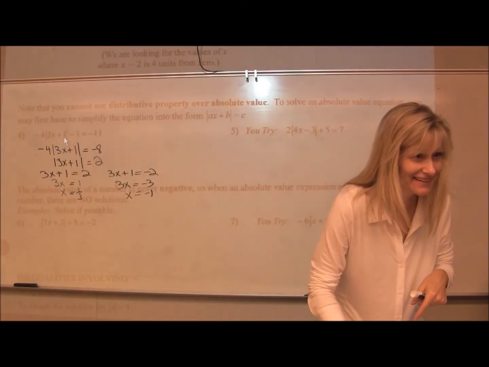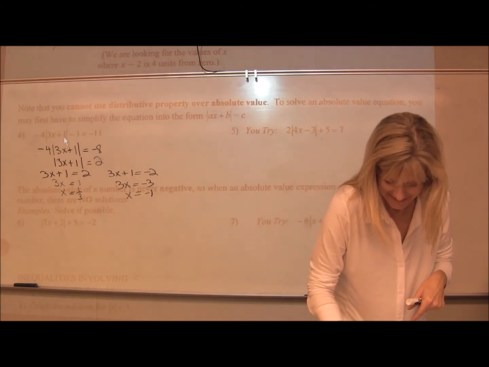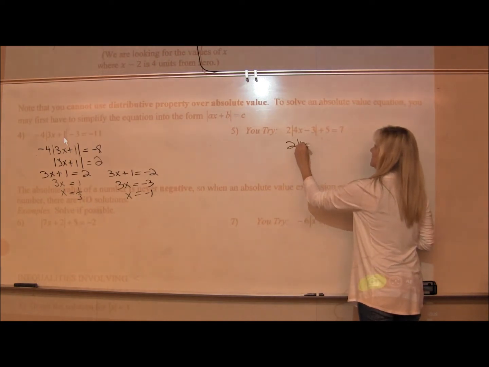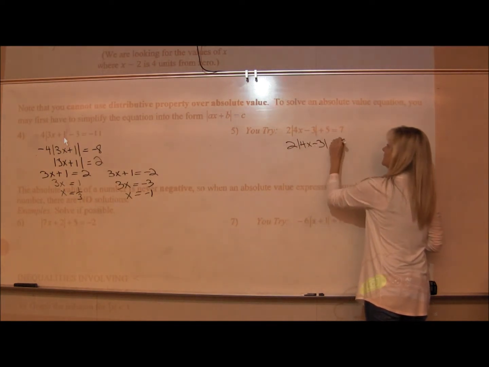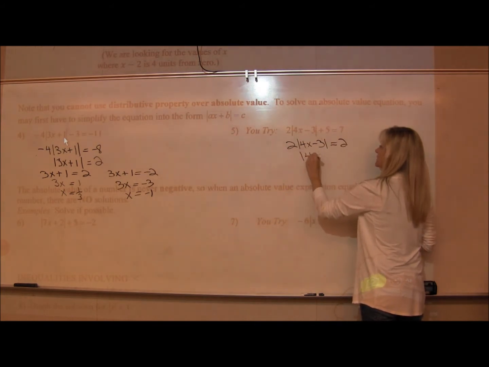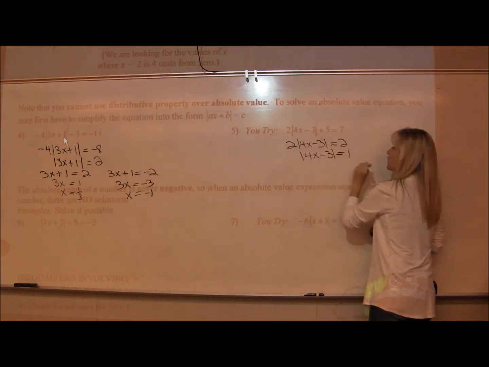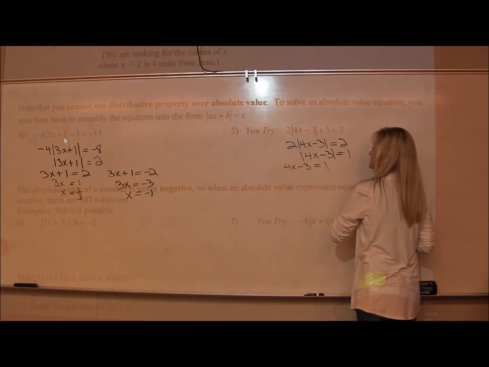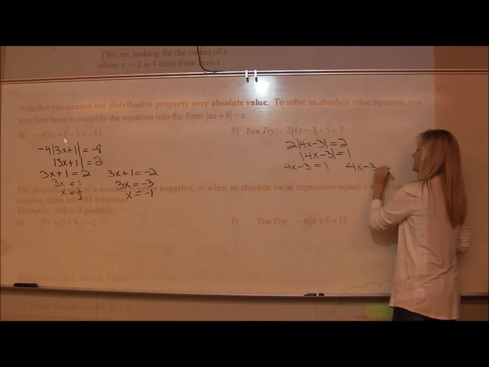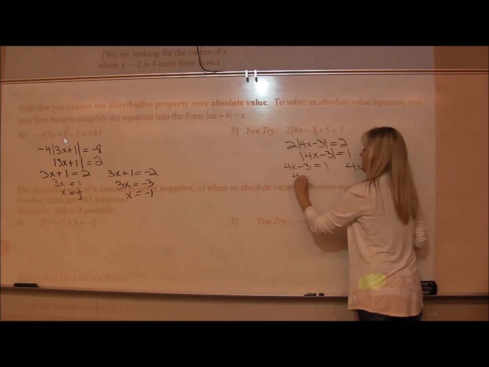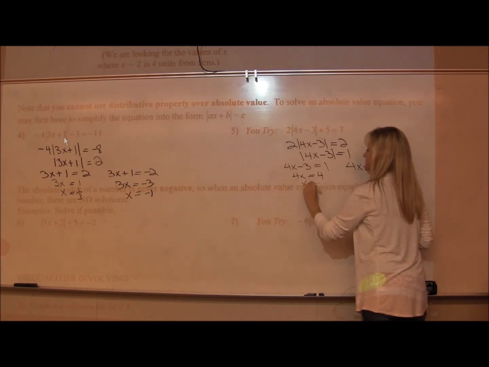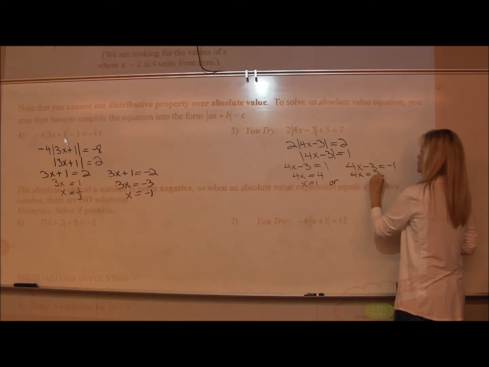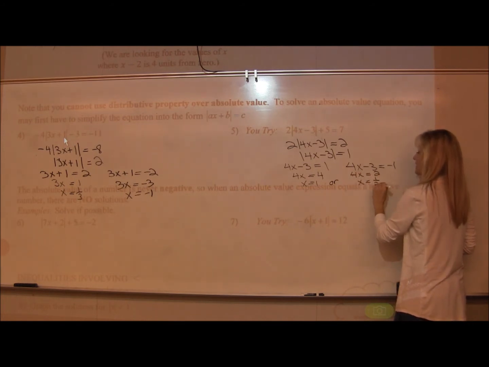Do you have one? X equals 1 and x equals 1/2. That's what I got. Okay, so we subtracted 5 from both sides, and then we divided both sides by 2. The absolute value equals 1. So then we have 4x minus 3 equals 1, or 4x minus 3 equals negative 1. So then 4x equals 4, x equals 1, or 4x equals 2, so x equals 1/2.